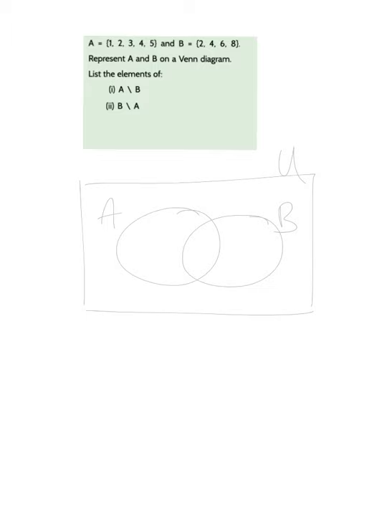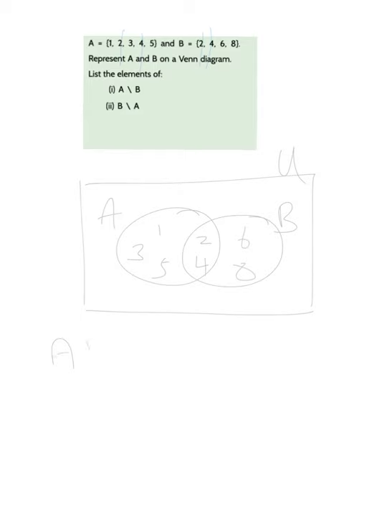Okay, so then you're going to fill in what's in common. What's in common in this one is I have a 2 in A and a 2 in B, and I have a 4 in A and a 4 in B. So this time the intersection is 2 and 4. So what is left then in A? What's left in A is 1, 3, and 5. And what is left in B is 6 and 8.